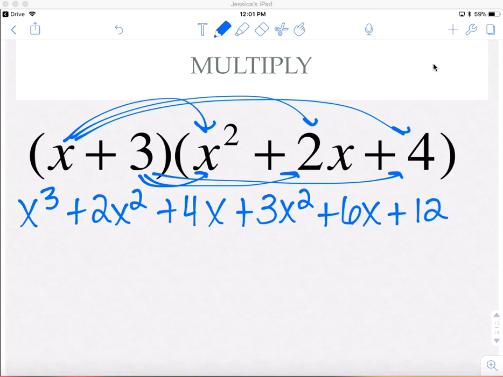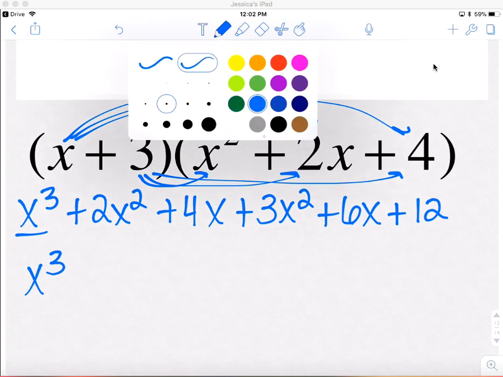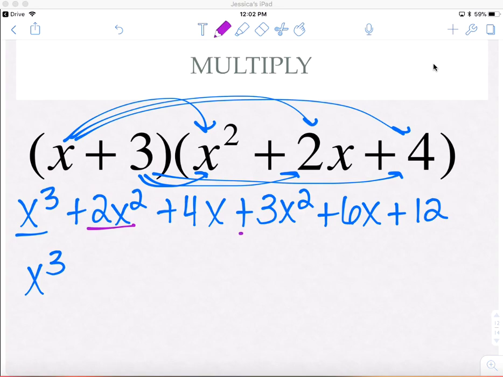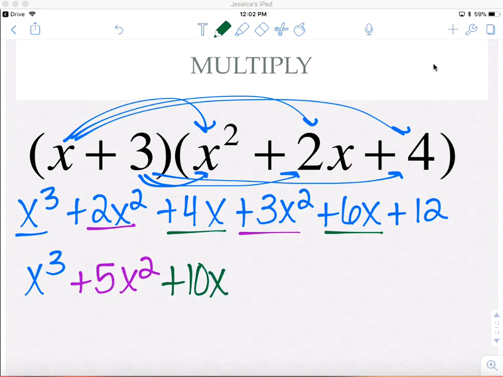My final step is to combine any like terms. So x cubed, there's no other cubed, so this is going to stay x cubed. 2x squared combines with 3x squared to give me 5x squared. 4x combines with 6x to give me 10x. Remember, when you're adding and subtracting, the exponent does not change. And then I'm left with the plus 12 at the end. This is my final answer.